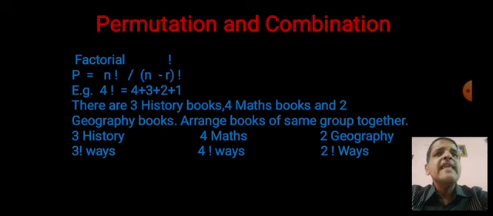If we make the same group together, then what will happen? First history 3 into 2 into 1, into maths 4 into 3 into 2 into 1, into geography 2 into 1, into 2. Like that will happen. This is what is known as permutation, on which questions are asked.